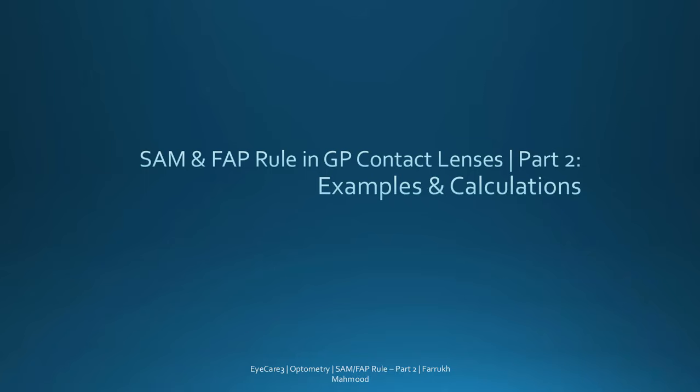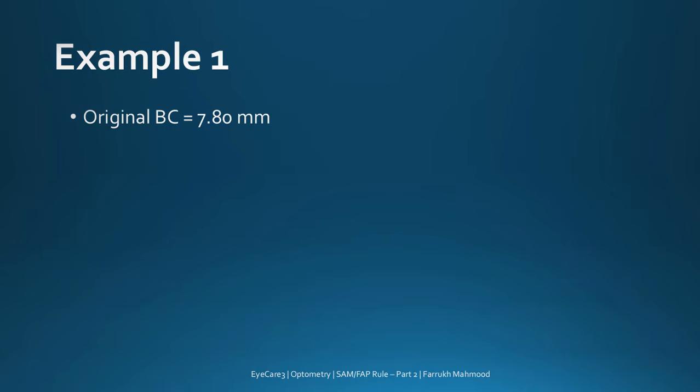In our previous video we have discussed the SAM and FAP rule, and in today's video we will discuss some examples and calculations to understand how this rule applies in clinical situations. So example number 1, we have a contact lens with base curve 7.8 millimeter and we have changed its base curve to 7.7 millimeter.